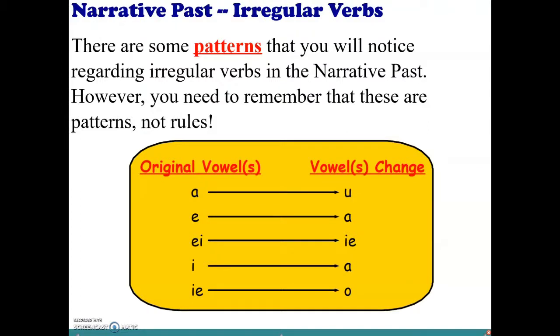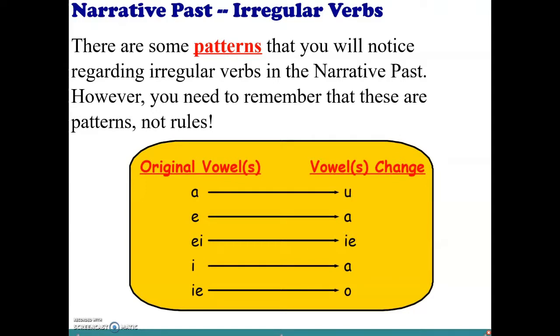If we had an A in our original verb, often the A changes to a U in the narrative past tense. I'm going to be saying often and some of the time a lot here because these are not always rules, these are just a lot of the time rules. If our verb originally had an E, oftentimes it changes to an A in the narrative past tense.